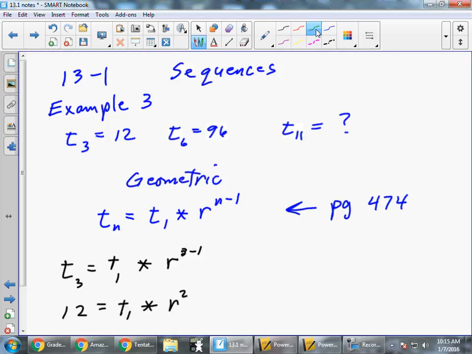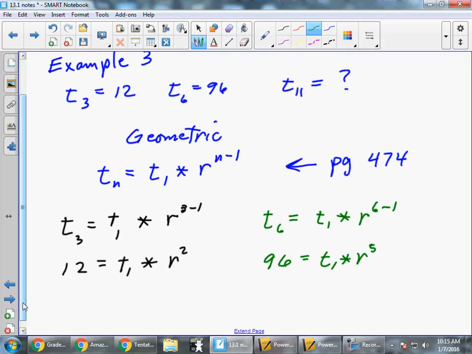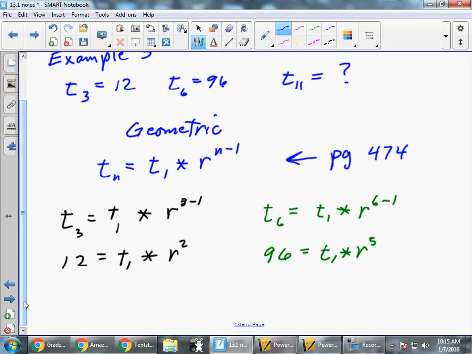That's important. Now, then on the other side, we can say T sub 6 equals T sub 1 times r to the 6 minus 1. And then T sub 6 was 96 equals T sub 1 times r to the 5th. Looking better. I think we can figure something out for this. So then we can say 12 equals T sub 1 r squared, and we can say 96 equals T sub 1 r to the 5th. So far, so good?